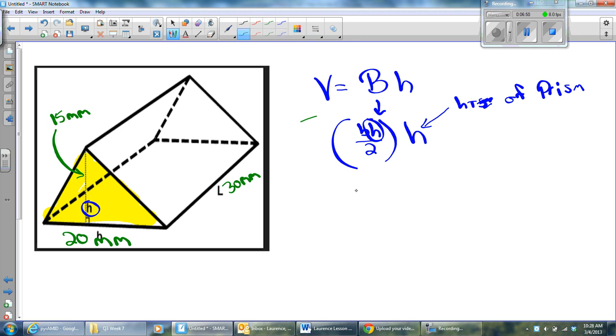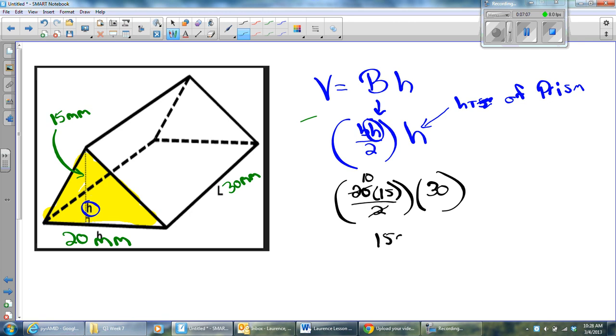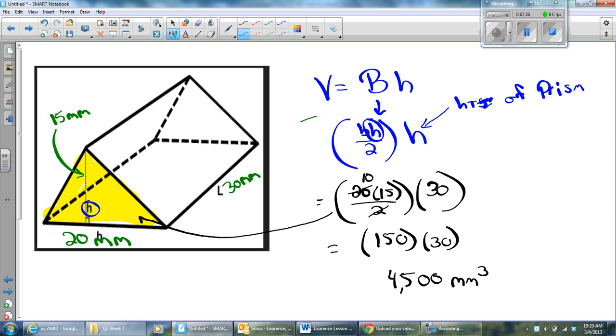So I'm going to do the area of the base, which is 20 times 15. Divide that by 2, and then I'm going to multiply by 30. And I can do it this way, turn that into 10, and I'm going to get 150 times 30, and 3 times 15 is 45, and then times 100 is like that. And we are in millimeters cubed. What did I do? I did the area of this yellow part, 20 times 15, divide by 2. And then I multiplied by how tall it was.